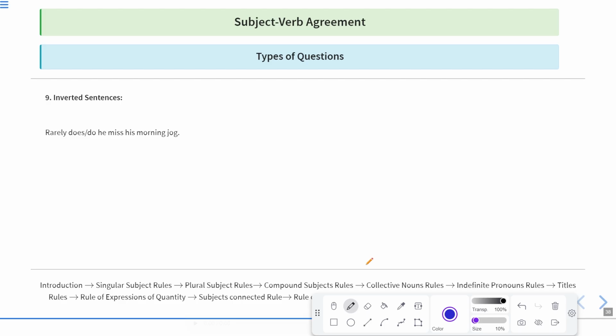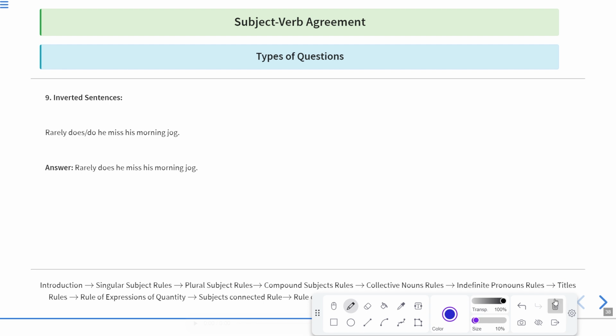Rarely does or do he miss his morning jog. As I told you before as well, if the sentence begins with rarely or any negative adverb, we follow the rule of inversion where the helping verb comes prior to the subject. So with he, we use the verb does, not do, so does will come over here. So the correct sentence will be rarely does he miss his morning jog.